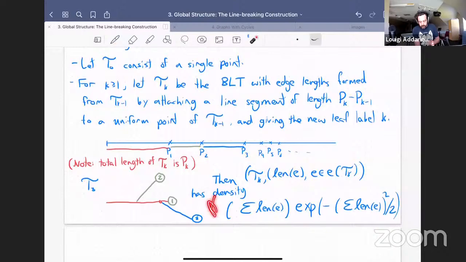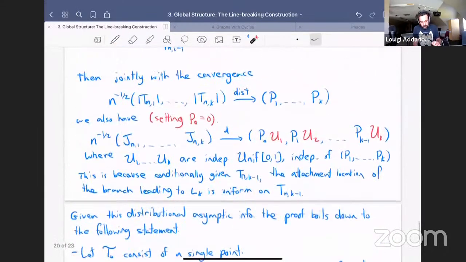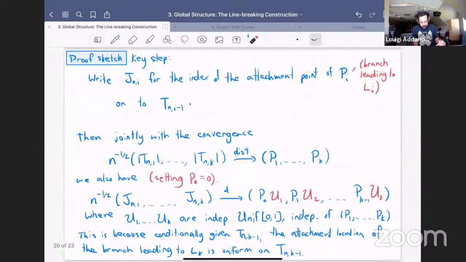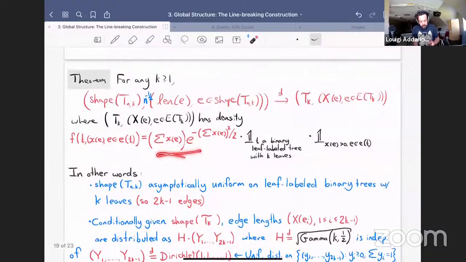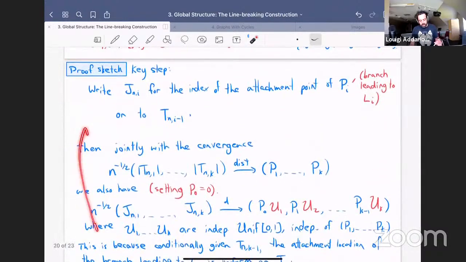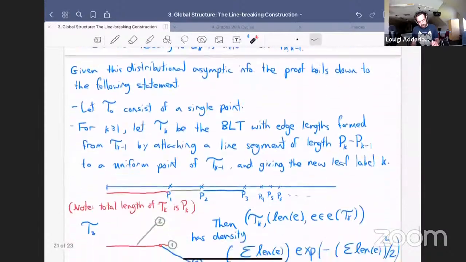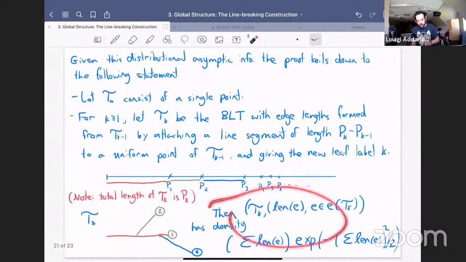Okay, so this is precisely the thing that shows up in the statement of the theorem, right? And so the idea is essentially once you have all this data about how the construction in the finite setting converges to the construction in the limiting setting, then that also means that if you can describe the joint distribution of TK and the lengths in the limiting setting, you also get convergence to that limit object.